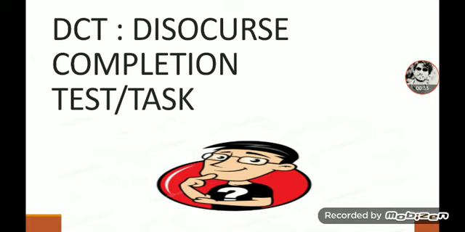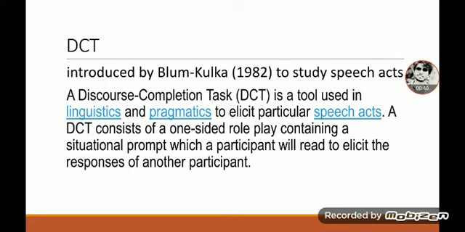So coming towards what DCT is. It was first introduced by Blum-Kulka in 1982, for which purpose? To understand speech acts. The basic purpose of this DCT is to find or evaluate the pragmatic competence or sociolinguistic competence of the target language learners.